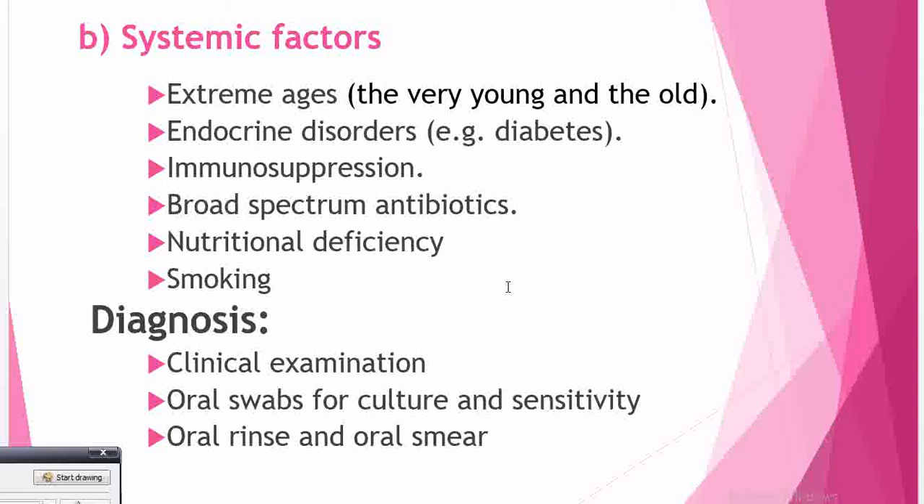How do we diagnose? First, clinical examination. Second, oral swab for culture and sensitivity. Oral rinse and oral smear. An oral swab is just swabbing: you take a swab and remove some sample of the oral content, then take it to the laboratory for culture, and you use sensitivity to rule in and rule out some basic microorganisms. Oral rinse and oral smear are almost the same.